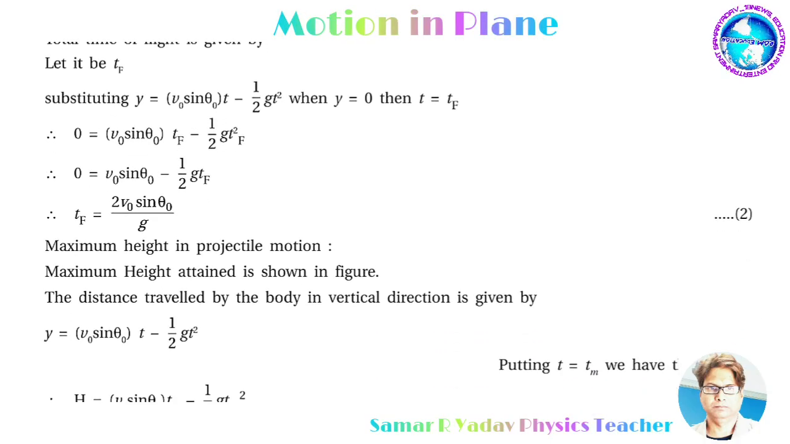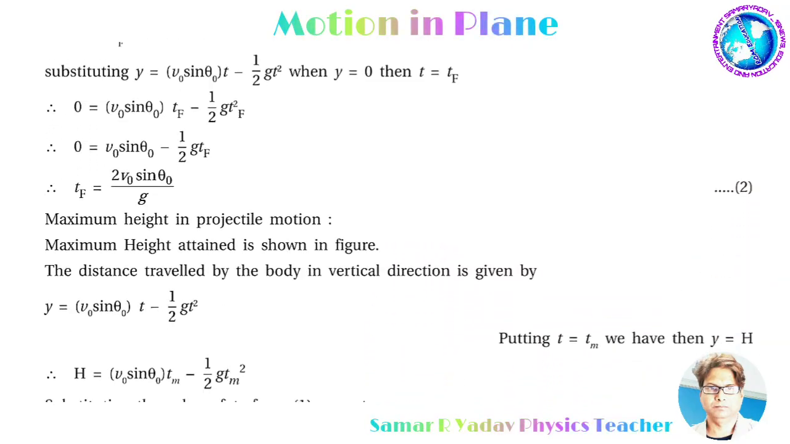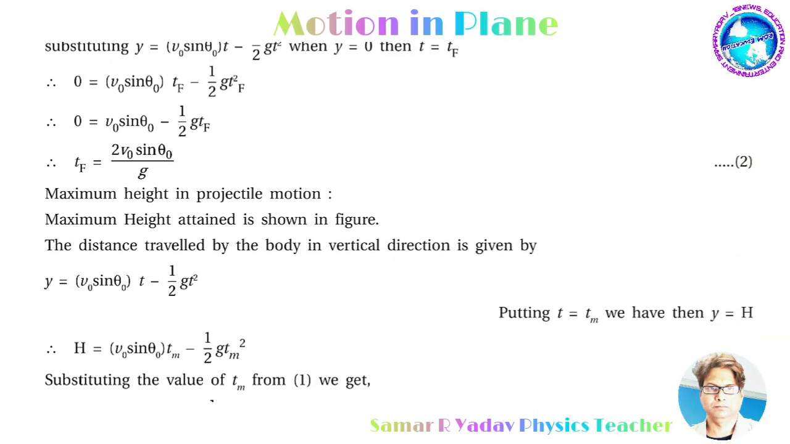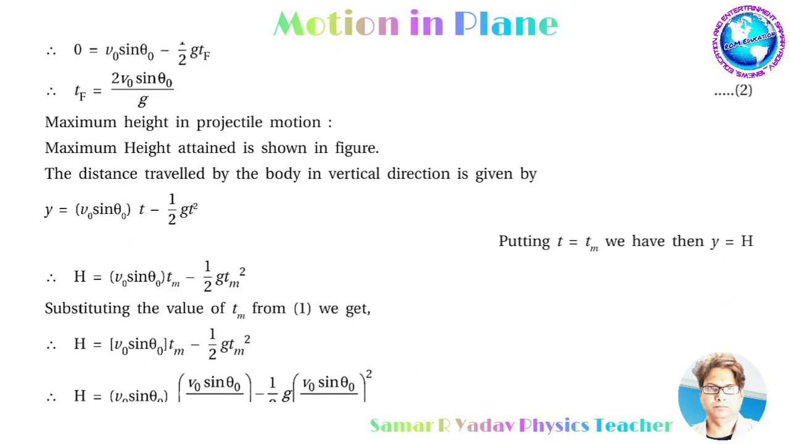Maximum height. In projectile motion, the maximum height attained is shown in the figure. You can see in the figure, this is h. The distance travelled by the body in vertical direction is given by y = (v0 sin θ0) t − ½ g t². Putting t = Tm, we have y = h. Therefore h = (v0 sin θ0) Tm − ½ g Tm².